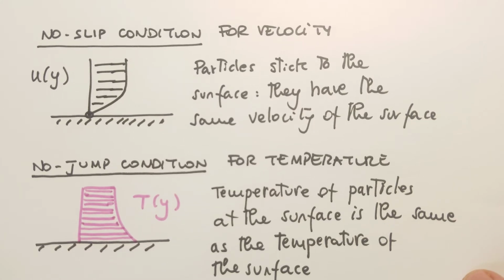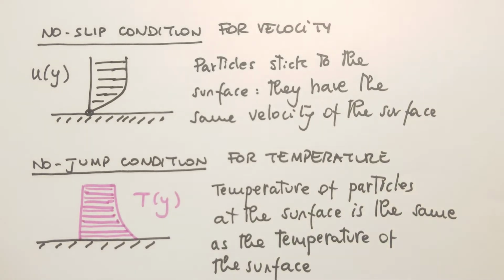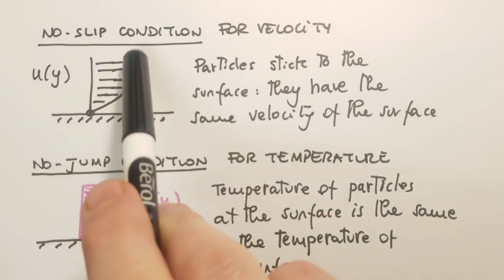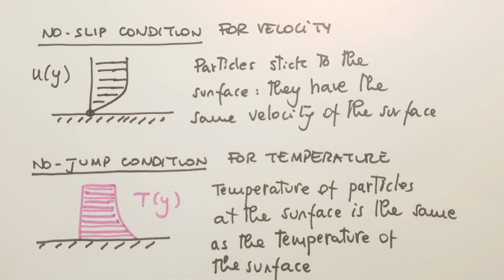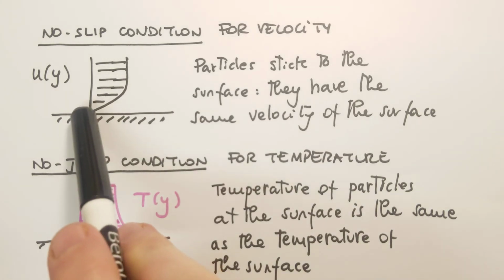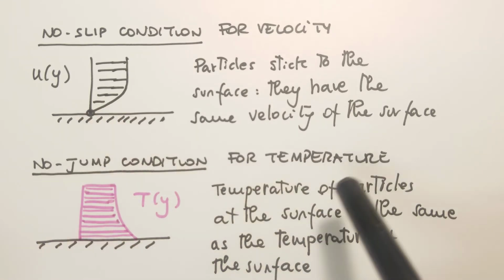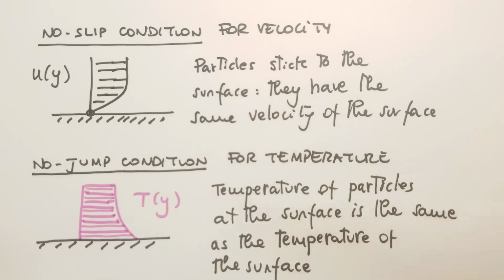If we analyze the system from a fluid mechanics point of view, we know that the no-slip condition occurs for the velocity. So the velocity profile along the streamwise direction has this form, in the laminar case, but also similar in the turbulent case if you consider average properties. And the particles stick to the surface, so they have the same velocity as the surface. This condition is called the no-slip condition.